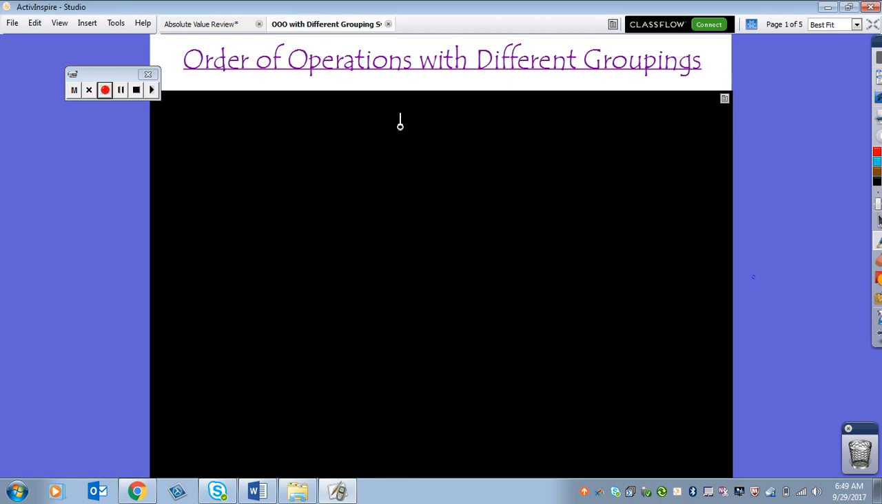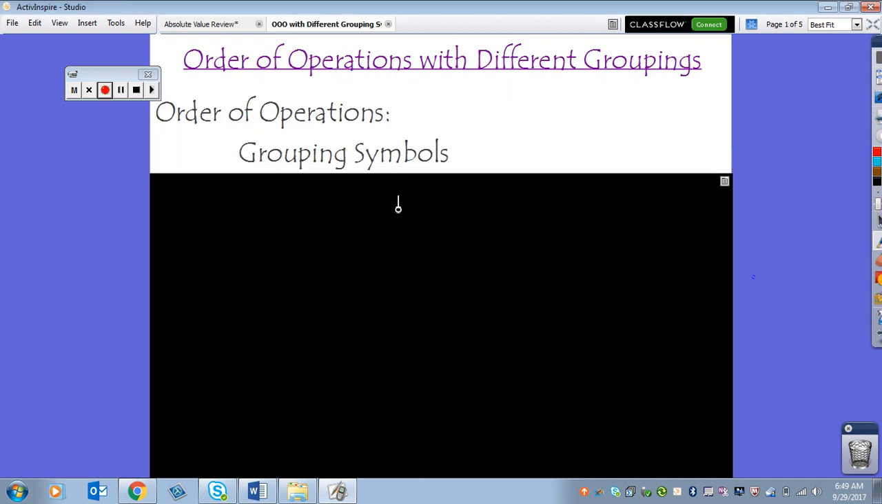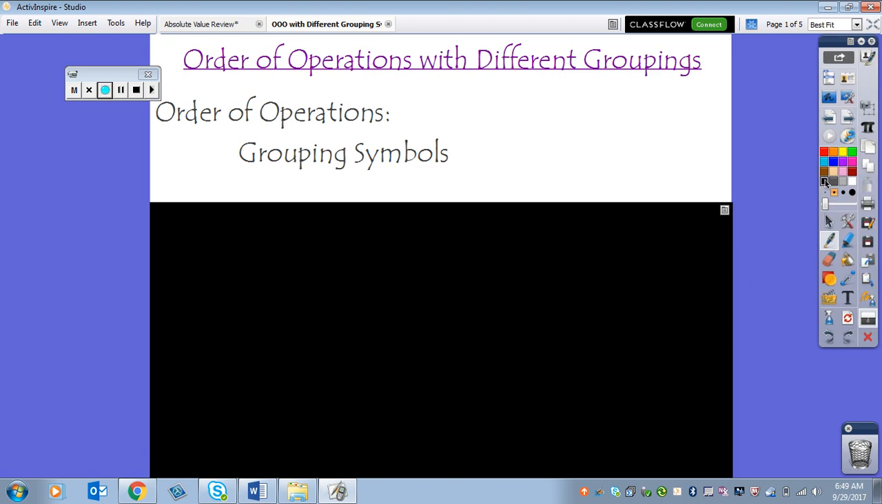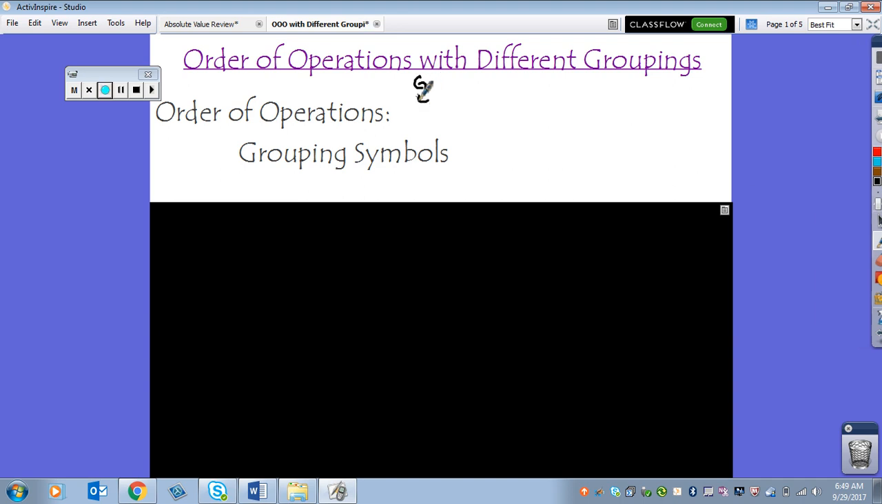When we're talking about it, the first step in order of operations is to do grouping symbols. If we want a short way to remember order of operations, we call it GEMDAS, with G instead of P, and then the M and D next to each other, and the A and S next to each other. So grouping symbols are symbols that group more than one number together. So they group numbers and operations.